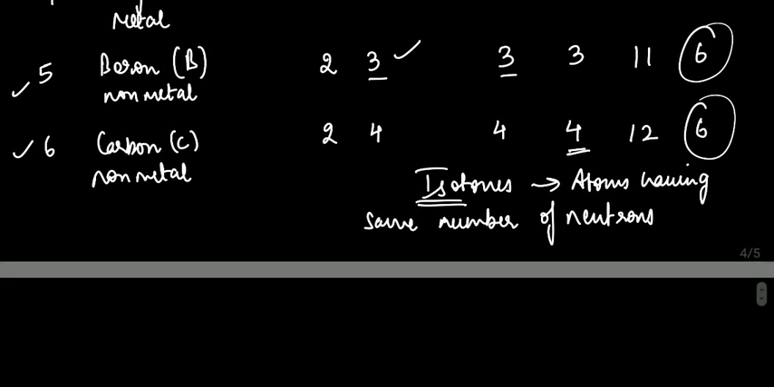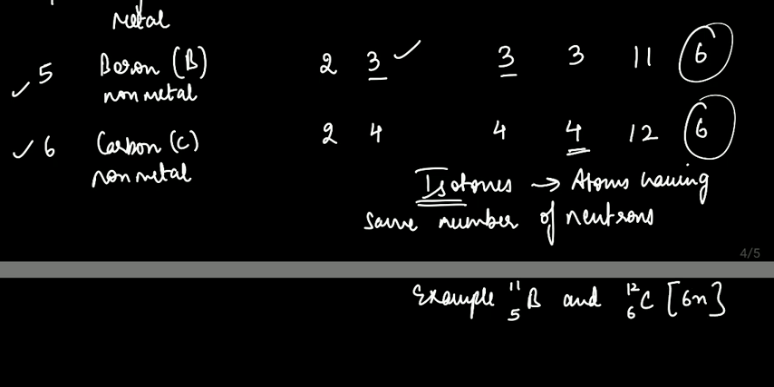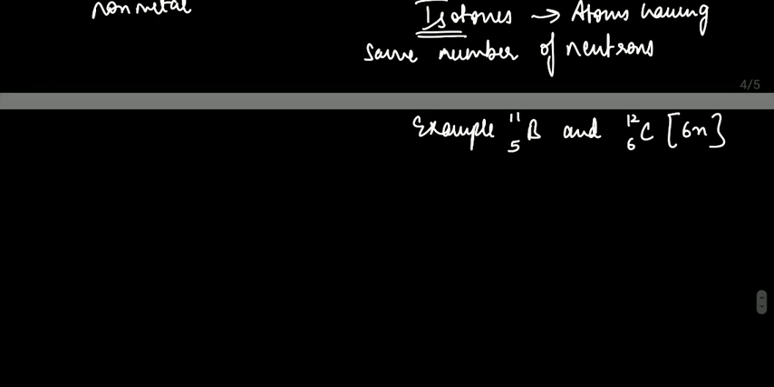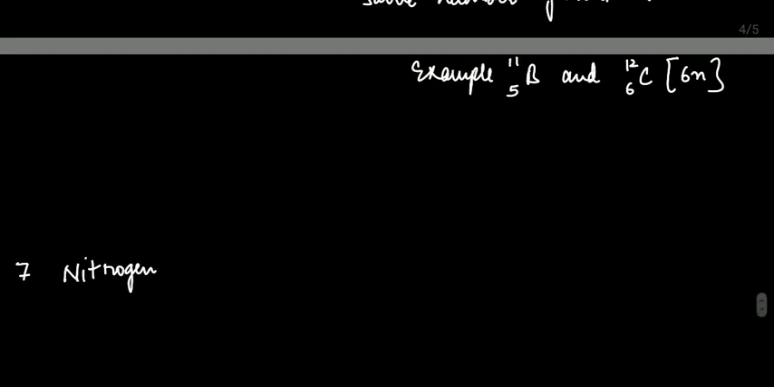We can write like this. Boron atomic number is 5, mass is 11, and we have carbon 6. So how many neutrons are the same in this case? 6. So I'll be adding some more examples over here. So we'll go to the next one, 7. That is your nitrogen. N is the symbol.